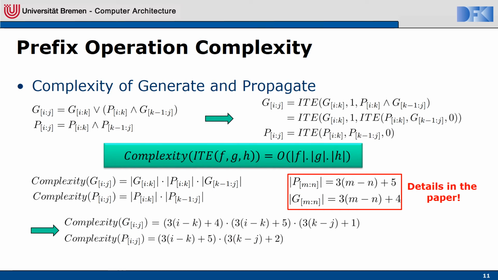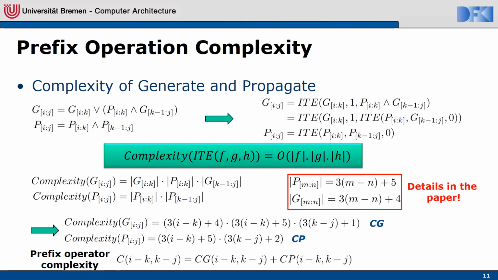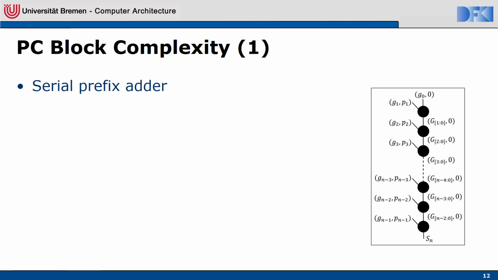Finally, we can get the complexity of the group propagate and group generate. We call them CG and CP. Finally, we add up the two complexities to get the prefix operation complexity C. C is a function that receives i minus k and k minus j as inputs and computes the complexity. We now calculate the complexity of the PC block, and we start with the serial prefix adder.